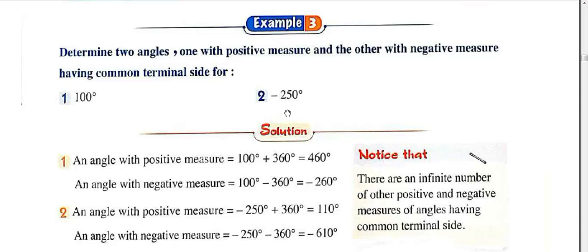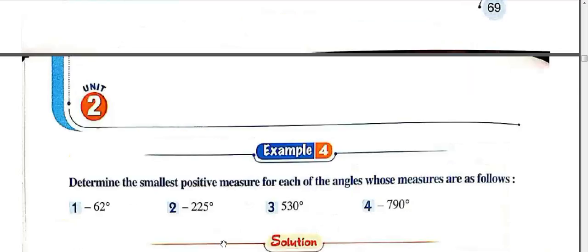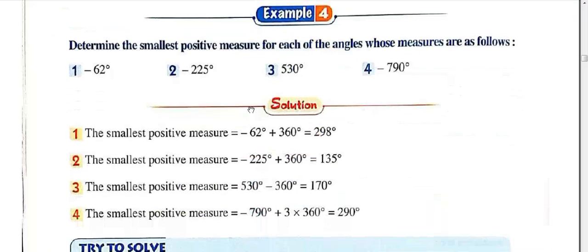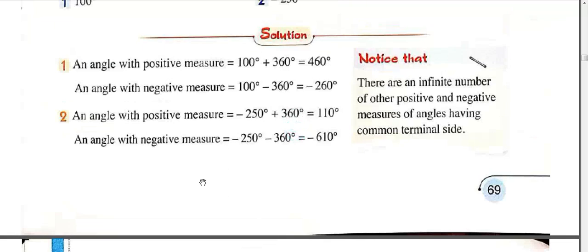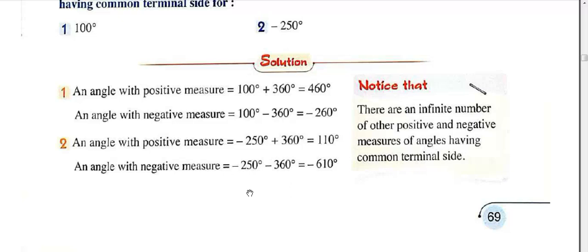Question number 2, an angle with positive measure for negative 250: we add 360, and the result will be 110. An angle with negative measure: we subtract 360 from negative 250, so the result will be negative 610.